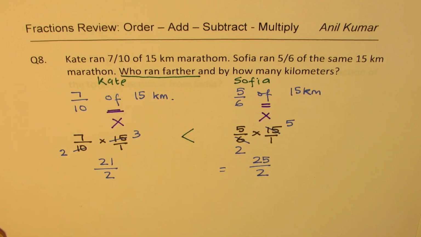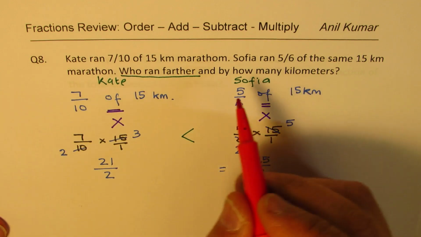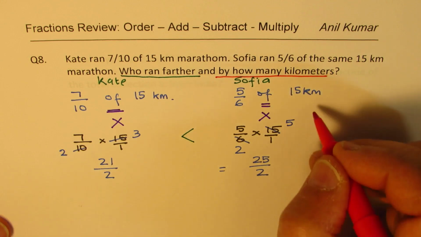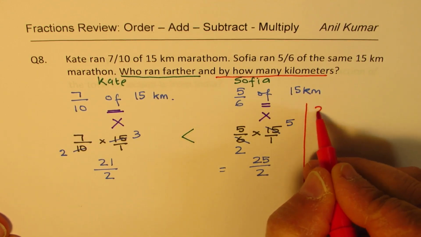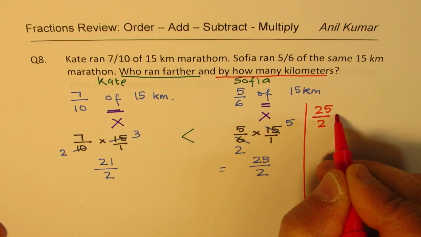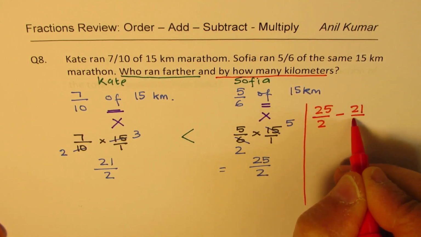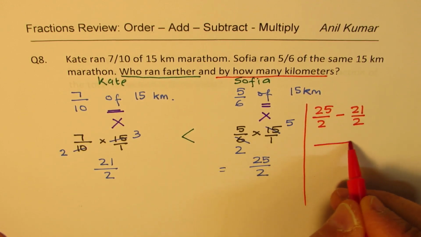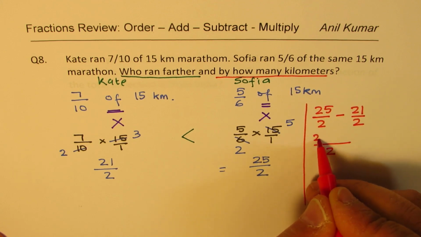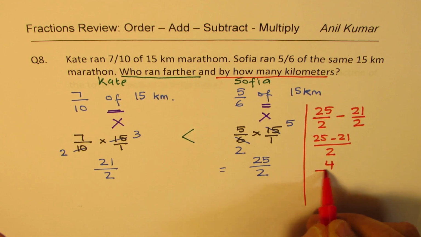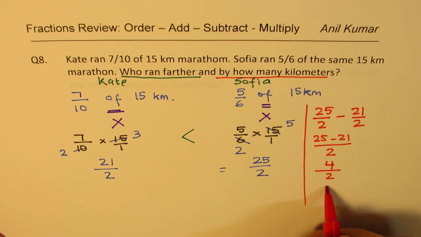Now by how much? So that is the second part. We have to find the difference. By how much? So when we say by how much, we have to take away. So now what we are going to do here is, the bigger number is 25/2. We'll write this first, and then from here we'll take away 21/2. Fortunately, we have the same denominators, right? So that is the common denominator. So we get 25 minus 21, which is basically equal to 4/2, or is equal to 2.